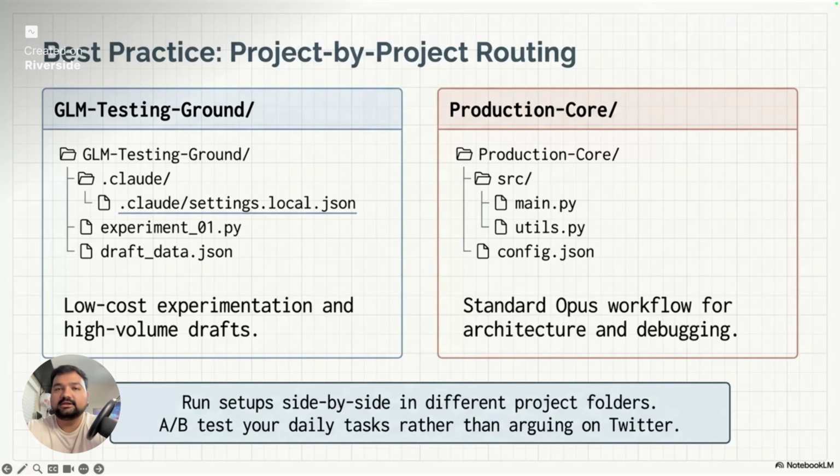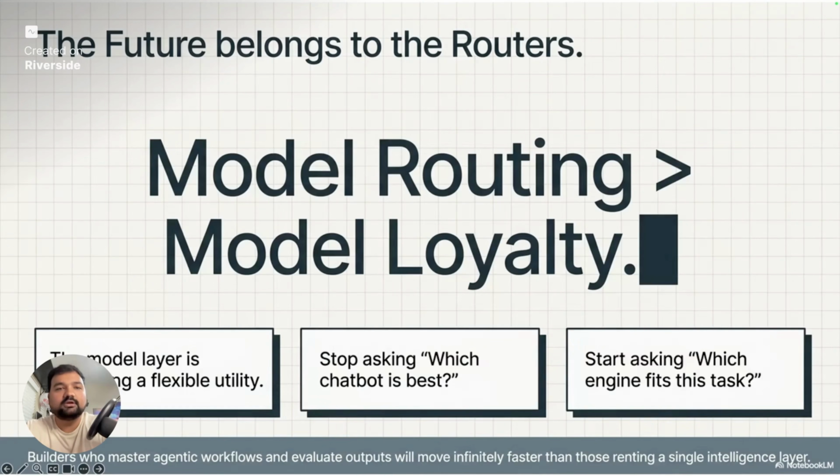Now you can run tasks side by side. Same prompt, different model, different folder, compare the results, and this is better than arguing online about which model is best. Test it in your own workflow. This is where the truth shows up, and the future belongs to the routers.